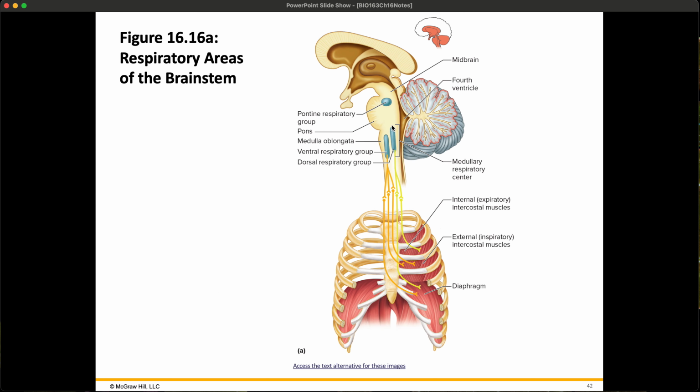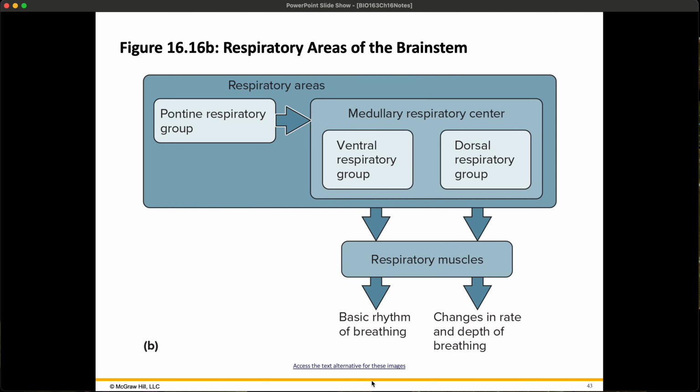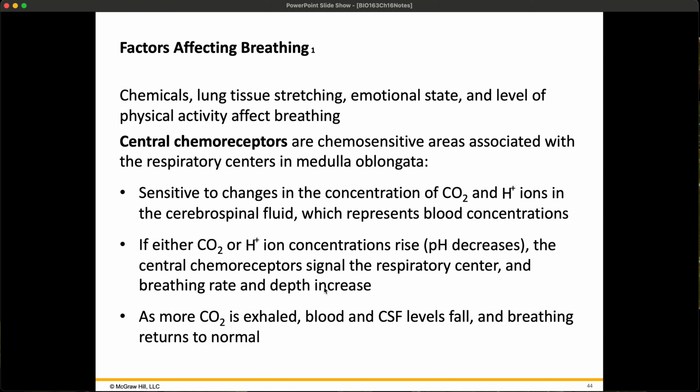Here you can see the brainstem with the pontine and then the ventral and dorsal respiratory centers and their connections down to those respiratory muscles. Here's a little flowchart of that. The pontine respiratory group can influence the medullary respiratory centers to change the rhythm and depth of breathing.